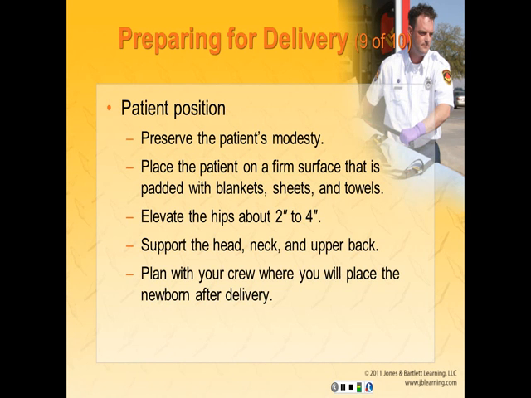When positioning the patient in preparing for delivery, you need to remember these things. The patient's clothing should be pushed up to her waist, and pants and undergarments should be removed. Remember, preserve as much of the patient's modesty as possible. Place the patient on a firm surface that is padded with blankets, folded sheets, or towels, and elevate the hips about 2 to 4 inches with a pillow or blankets. You should support the head, neck, and upper back with pillows and blankets.